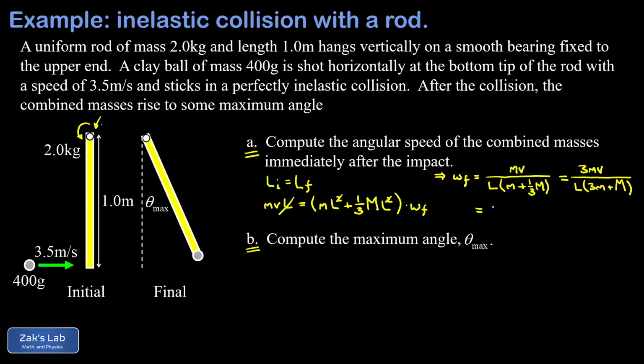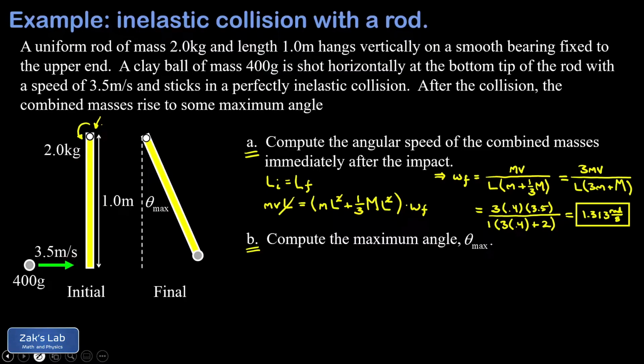So now we can plug in the numbers. And in the numerator, I have 3 times the mass of the clay blob, that's little m, that's 0.4 kilograms, converting from grams there. My initial speed, 3.5 meters per second. The length of the rod, 1 meter. And then 3 times little m, so 3 times 0.4 plus big M, which was 2 kilograms. And when I run the numbers on this and just keep a little extra precision here, I end up with 1.313 radians per second. Okay, so that's the angular speed of the combined masses after the impact using angular momentum conservation.